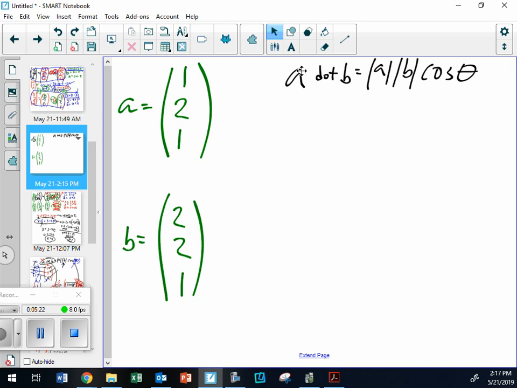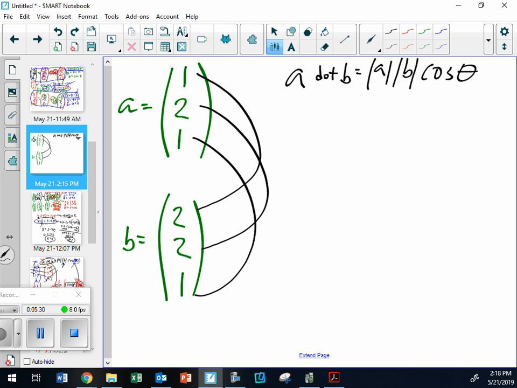I'll pause for a second while I give that a try. Okay, by now you should have been able to do this. A dot B. That times that makes 2, 4, and 1. What do I do with the 2 and the 4 and the 1? Add them all up. 2 plus 4 is 6 plus 1 is 7, then the dot product is 7.